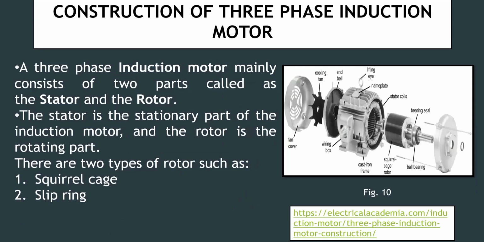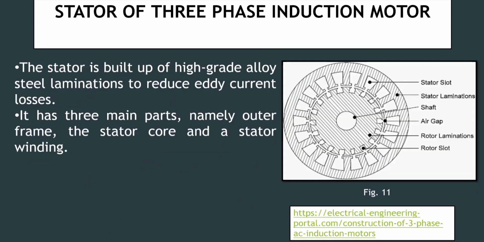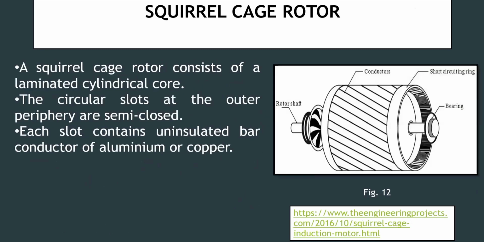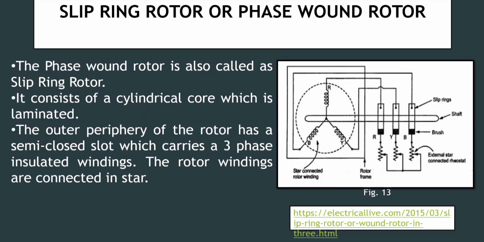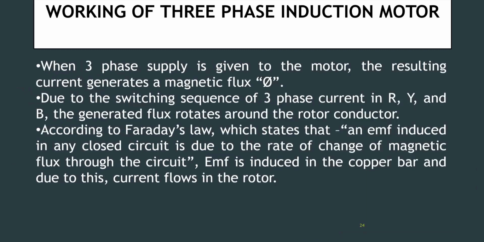The principle is exactly the same. The stator is made up of high-grade alloy steel laminations. The squirrel cage motor has a laminated steel core. Normally, each slot contains uninsulated bar conductors. The slip ring induction motor, again, has a cylindrical core, and the outer periphery has semi-closed slots so that resistances can be added.